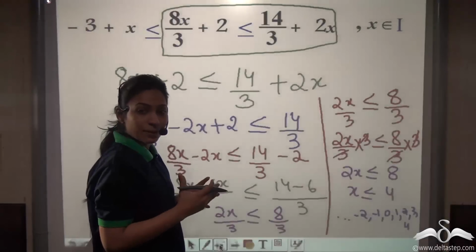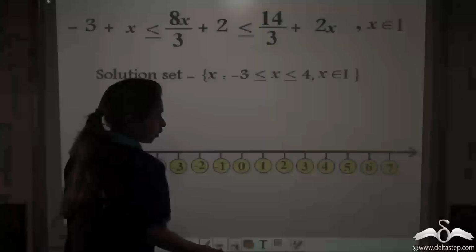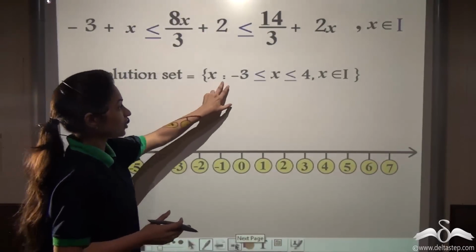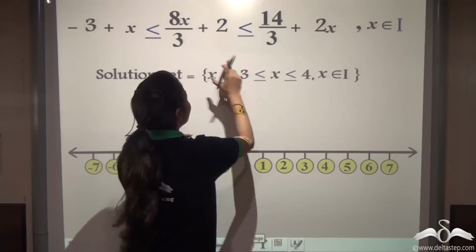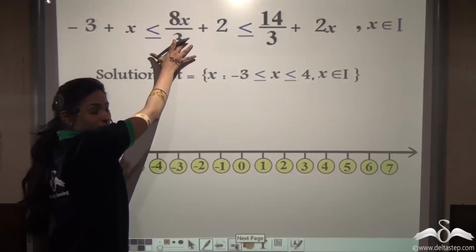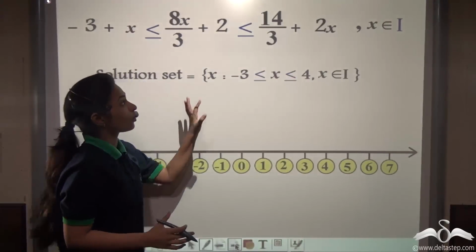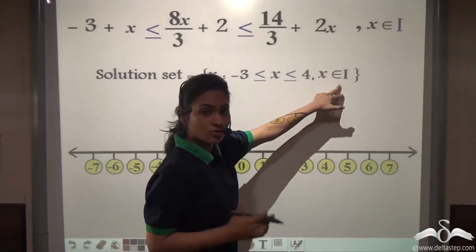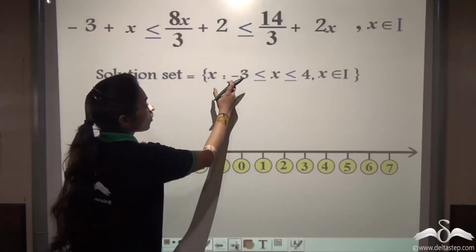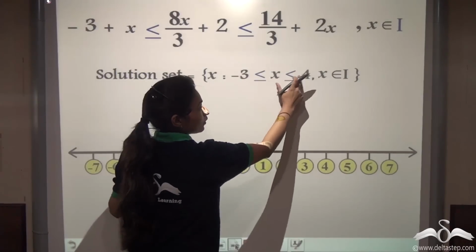So let us write the set builder form of the solutions we have got in both these equations. What did we get? x such that x is greater than or equal to minus 3. This is what we had got from solving the first inequation. And x is less than or equal to 4, which we got from solving the second inequation. And x belongs to integers. Here x belongs to integers, so you can name the numbers which are greater than or equal to minus 3 or less than or equal to 4.